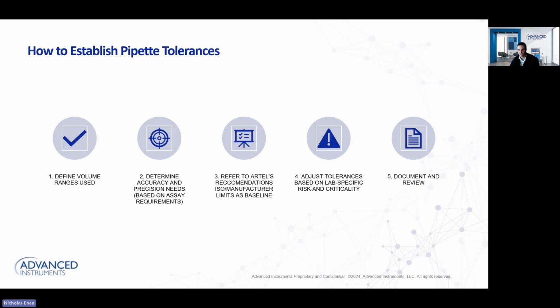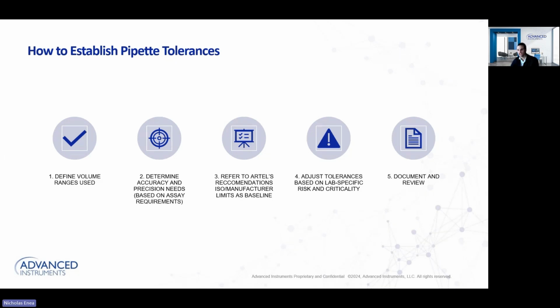Now, oftentimes, and I've been doing this long enough to know, people will get a pipette or a liquid handler and they'll automatically use the ISO specifications or the manufacturer limits as a baseline. That can be good, but those recommendations are very stringent. So you want to make sure that your limits are in accordance with what your operators can hit and what your assays work with. You don't want too tight of tolerances if your assay requirements are a lot larger than that as well. And we're going to talk about that. I'm going to use a specific example in the next slide.